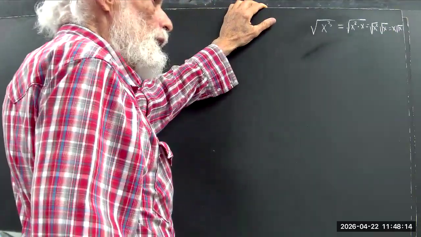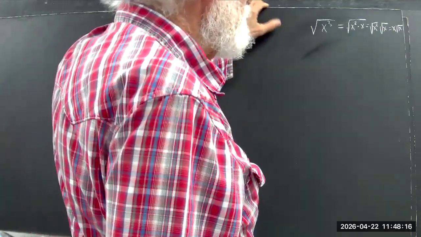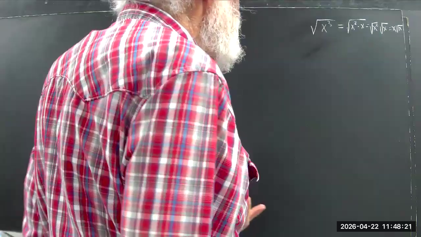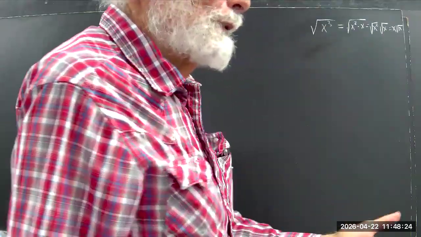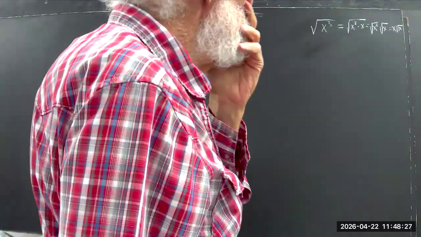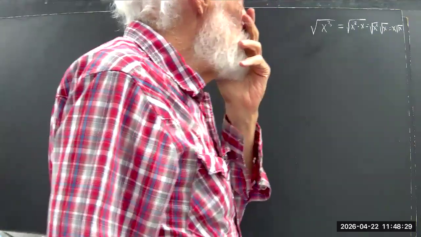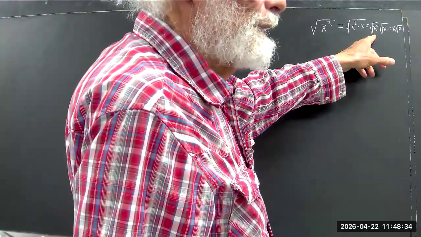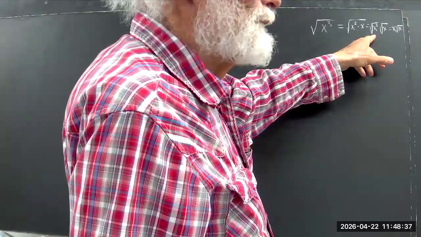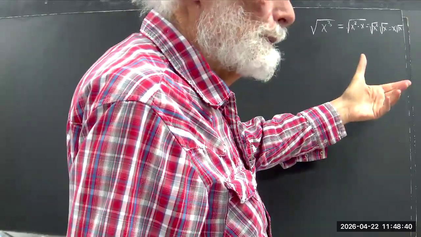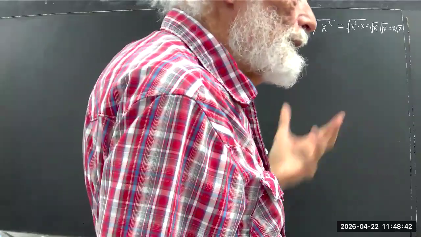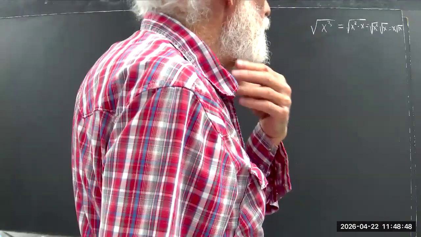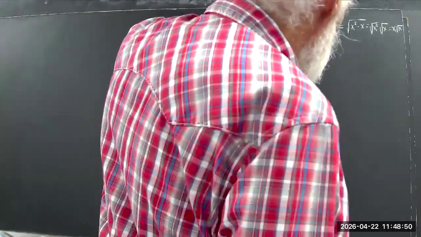Now, there's a caveat about this. If x happens to be a negative number, then x cubed is a negative number. Can we say that the square root of x squared is x? Well, the square root of x squared has to be a positive number. And x, if it happens to be a negative number, doesn't quite work. So you've got to be a little careful with this. We'll say more about it.